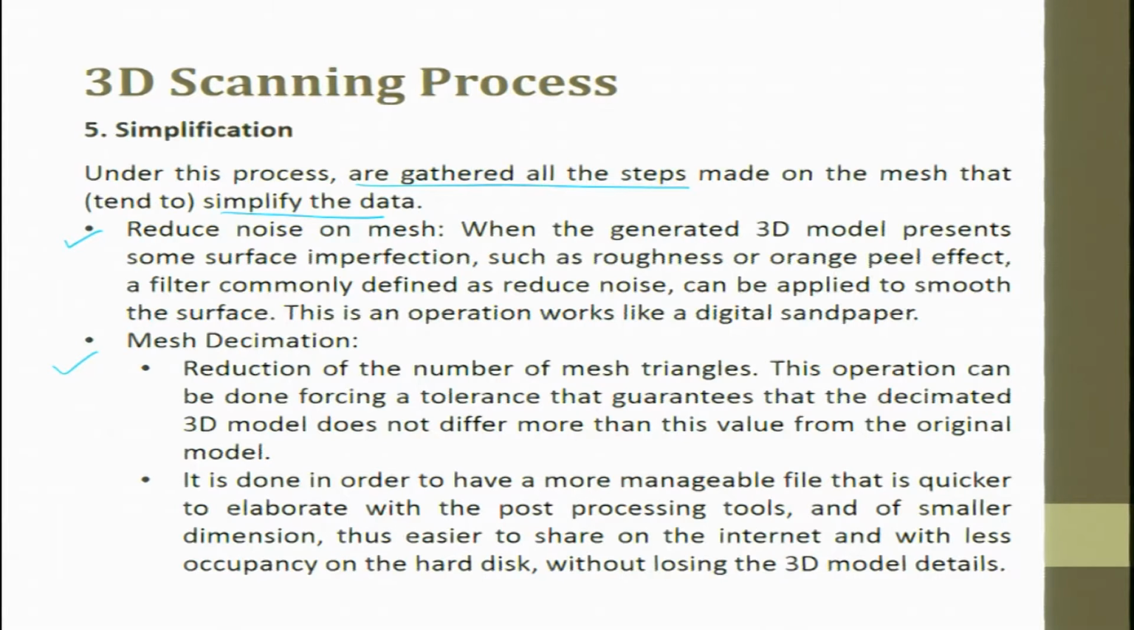So in order to generalize and reduce the number of data points, we do a reduction in the number of mesh triangles. This operation can be done by forcing a tolerance that guarantees that the disseminated 3D model does not differ more than a set value from the original model. It is done in order to have a more manageable file.